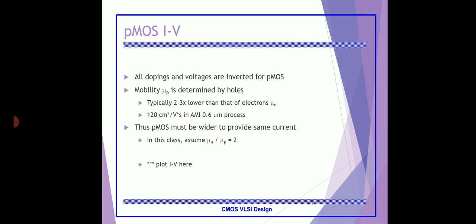Saturation occurs when VDS is less than VGS minus VTP, which is the opposite of nMOS. nMOS and PMOS are opposite. The doping and voltages will be the inverted position of nMOS. The mobility is mainly determined by the holes, which is typically 2 to 3 times lower than the electrons, so the PMOS must be wider to provide the same current.